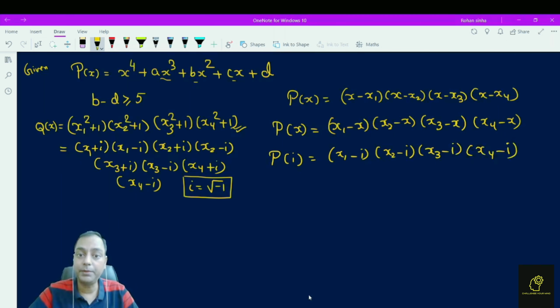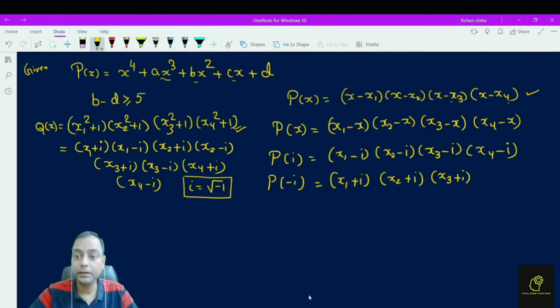Now why have we written P(x) as (x minus x1)(x minus x2)(x minus x3)(x minus x4)? Because x1, x2, x3, x4 are the roots of this equation and the leading coefficient, the coefficient of x^4, is 1. Now what about P(minus i)? P(minus i) is equal to (x1 plus i)(x2 plus i)(x3 plus i)(x4 plus i). Let us suppose this is equation 1 and this is equation 2.